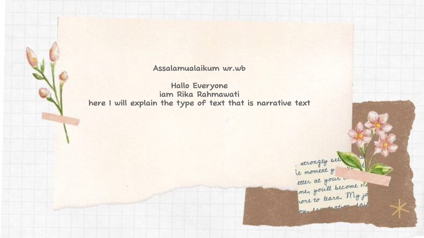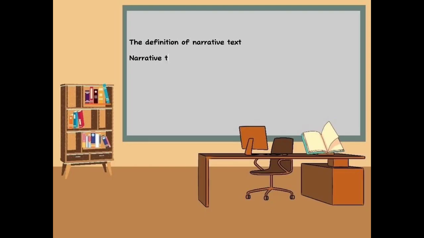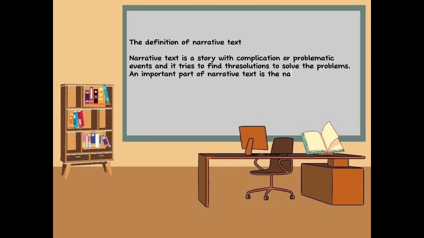Here I will explain the type of text that is narrative text. The definition of narrative text. Narrative text is a story with complication or problematic event and it tries to find resolution to solve the problems.